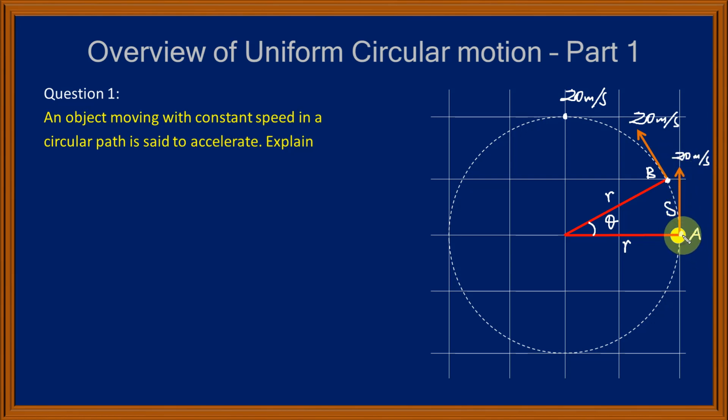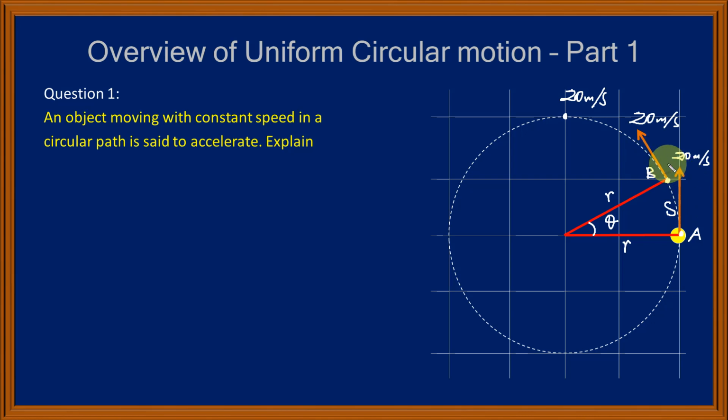The moment I say that it is 20 meters per second in the direction of this arrow, the moment I bring in direction, I will no longer be talking about speed. I'll be talking about the velocity, because I have mentioned two things, the magnitude and the direction. So at point A, this is the direction of travel and the magnitude is 20 meters per second. When it is at point B, this is the direction of travel and the magnitude is 20 meters per second. You will agree with me that these two directions are different.